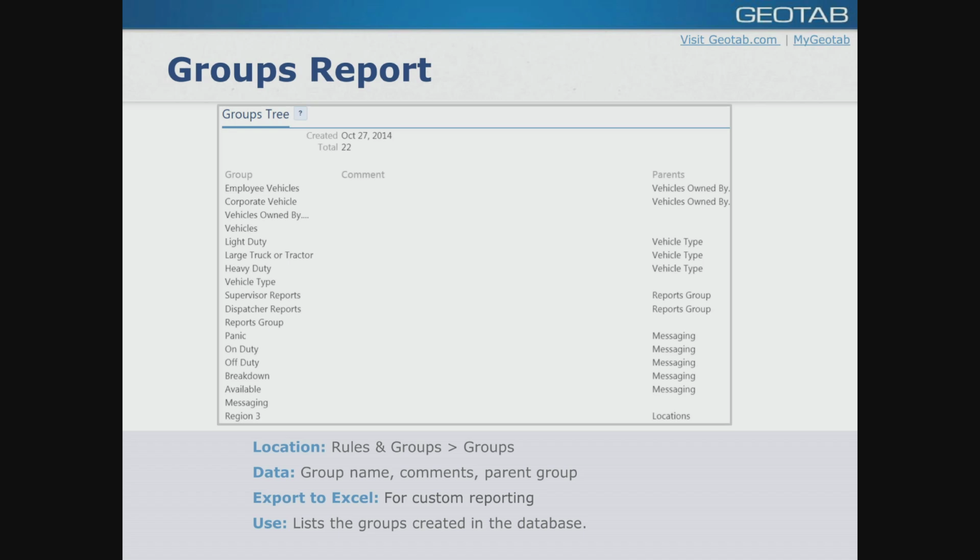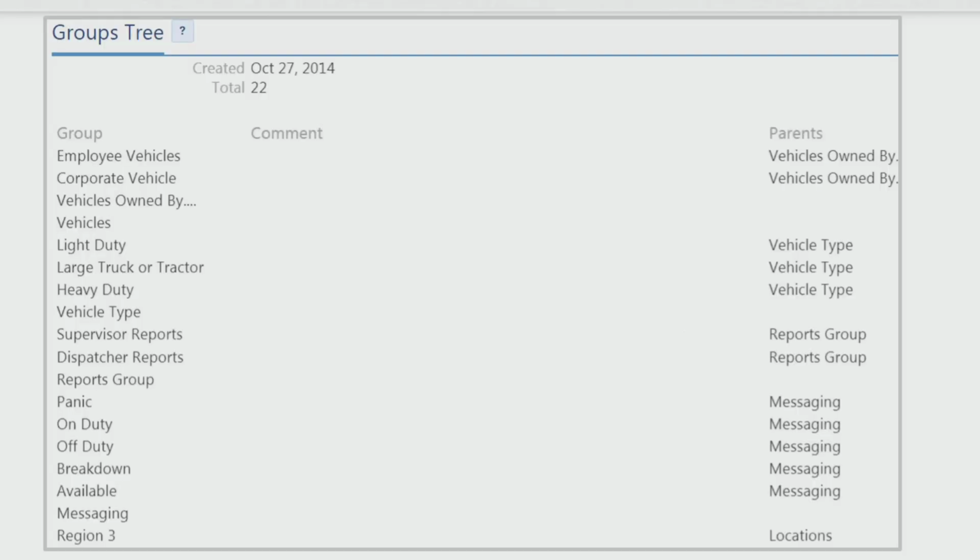All right, inside your groups report. This is one that could be used if you need to get familiar with the database that already exists and you want to see how the setup is. It will tell you all of the groups that are already identified here, any comments, and who or what the parent is of that group. For example, corporate vehicle, who it might be owned by, and the vehicle type, and so on.